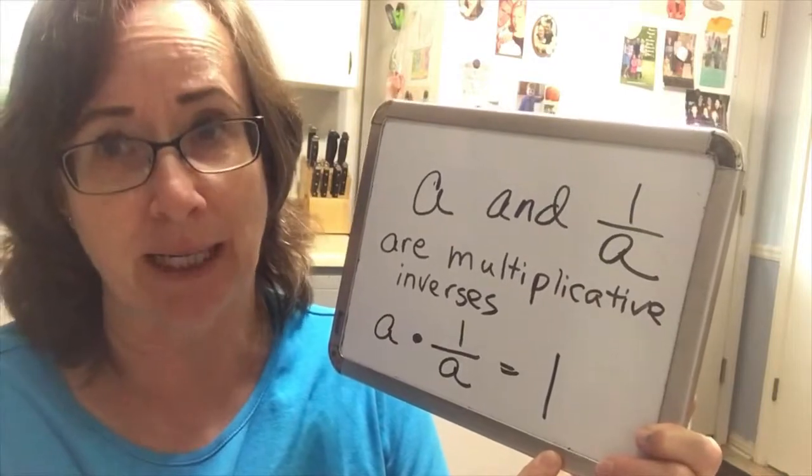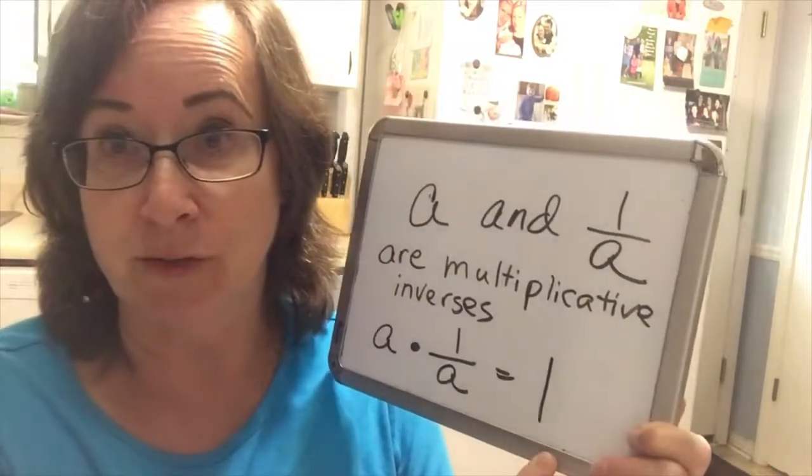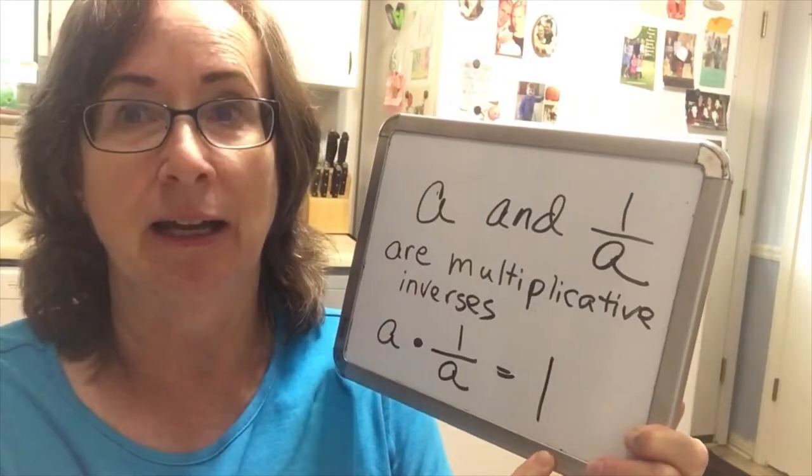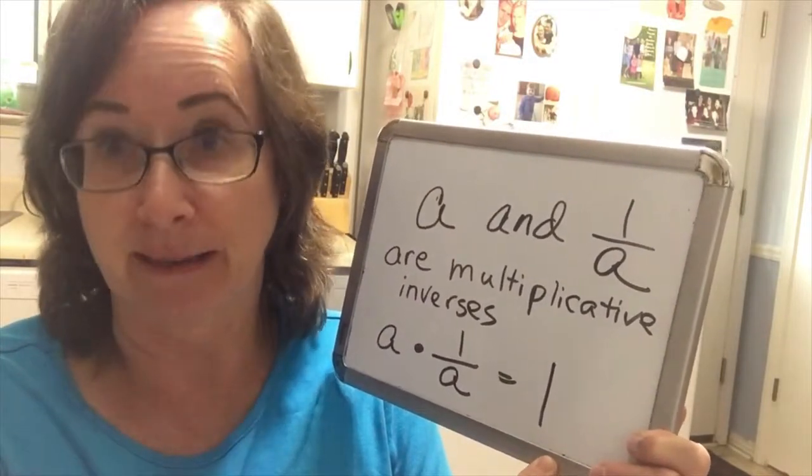And that's where 0 really breaks down. Not only is 1/0 undefined, but there's no way that you can use a 0 and get a product of 1. So 0 has no multiplicative inverse.